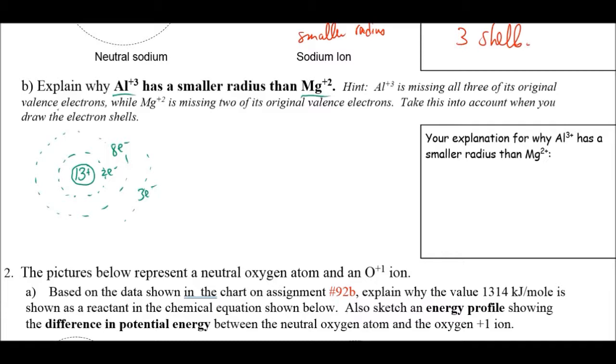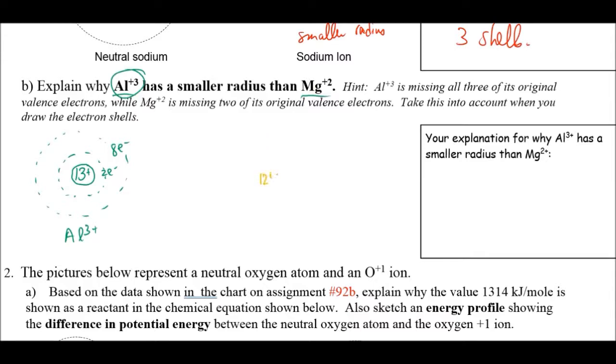But aluminum 3+ doesn't have those 3 electrons in the third shell. So I'm taking my eraser and I'm getting rid of that third shell. It doesn't exist. So that's aluminum 3+. And now we'll compare it to magnesium 2+. What's in magnesium 2+?